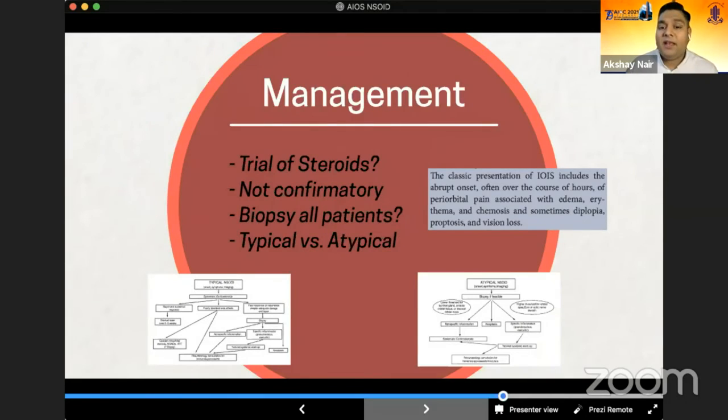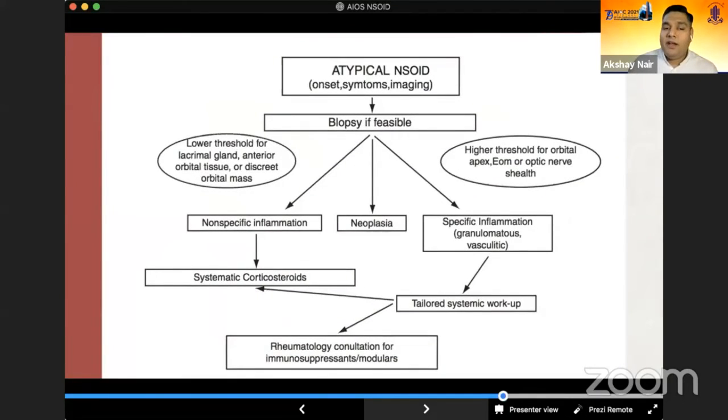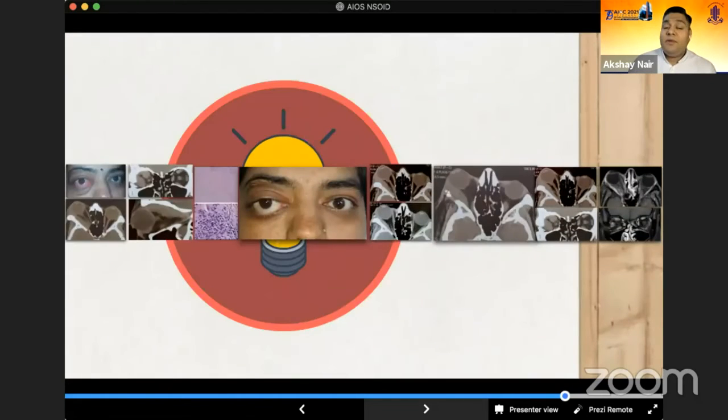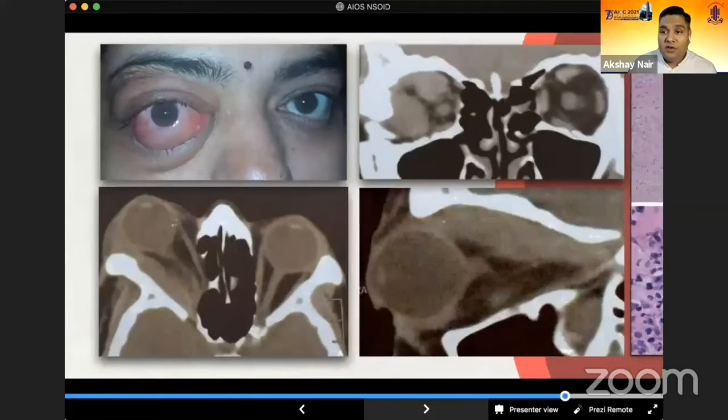So in your atypical NSOID, where it doesn't fit the classical symptoms as well as imaging findings, your threshold for biopsy has to be very low. And treatment of this is always in conjunction with a rheumatologist. Sometimes you may have to think out of the box for treatment options.